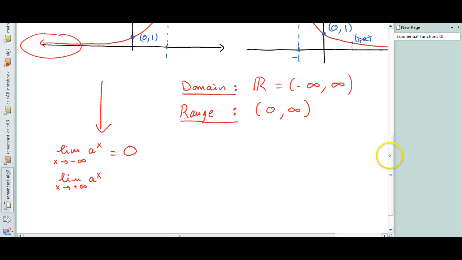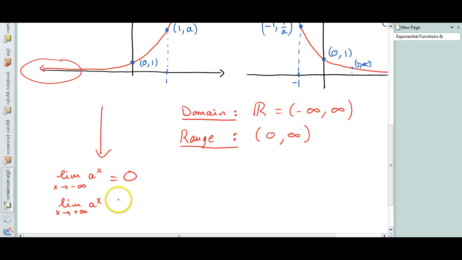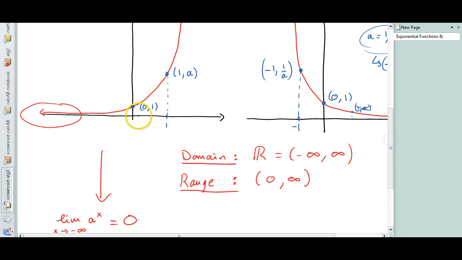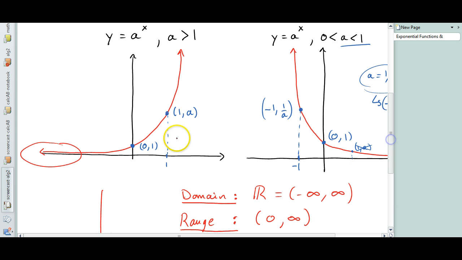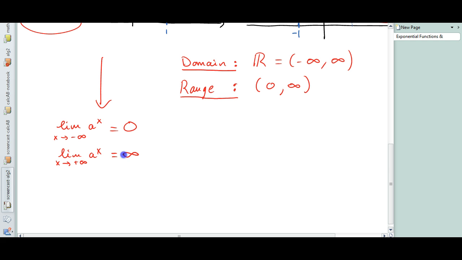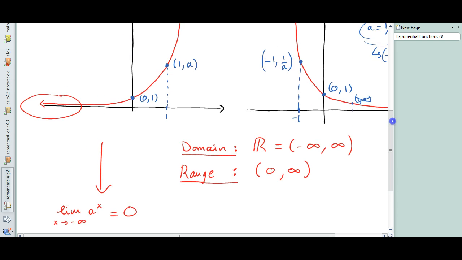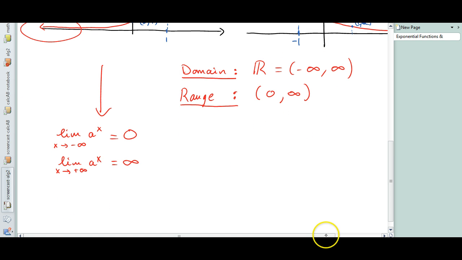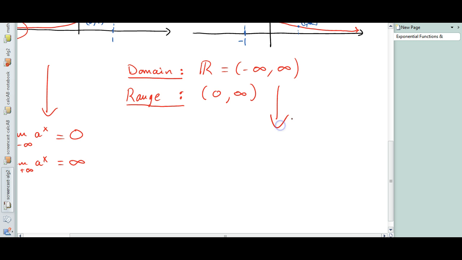That's 0. And if the input moves to the right, if the input approaches plus infinity, where are the y's on the graph? Well, check it out. It goes up, up, up, up, up, right? So the output approaches plus infinity. Here we go. And here, let's write that for this function right here.